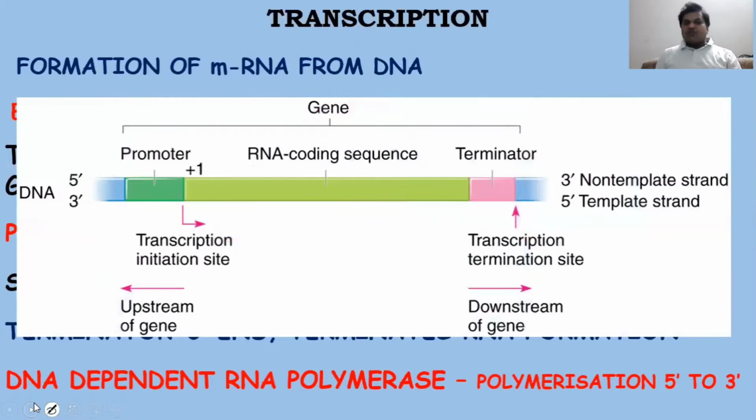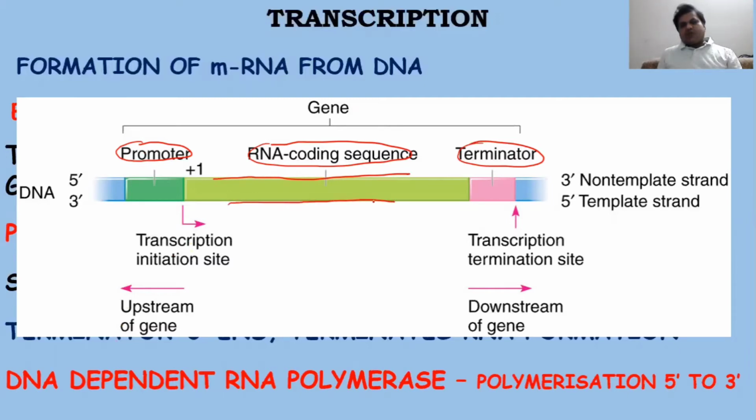Let's see how the process goes. Now check here. This is a segment of DNA. Here we find the promoter, structural gene, and a terminator. Now remember, there are two strands of DNA. This is one strand, this is the other strand. One acts as a template while the other is called the coding strand. The direction which we specify for promoter and terminator is related to the coding strand.